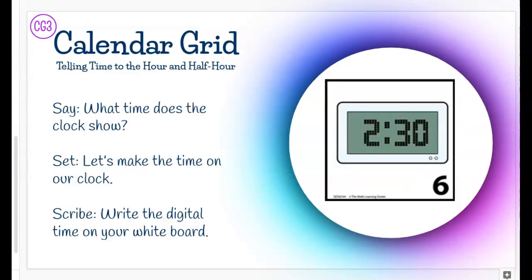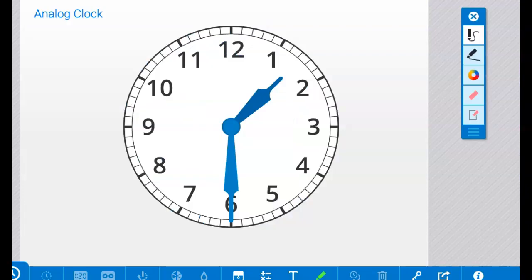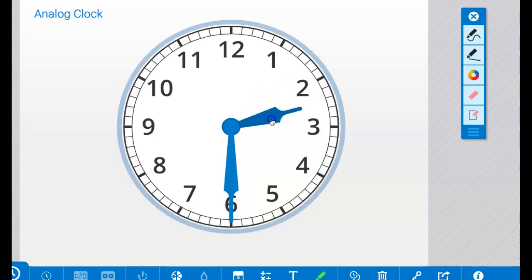What time does the clock show? Read it with me. 2:30. Let's set it on our clock. Now you might already be thinking in your brain, oh, this is easy. I only have to move one thing. And you're right. You only have to move the hour hand halfway between the 2 and the 3.